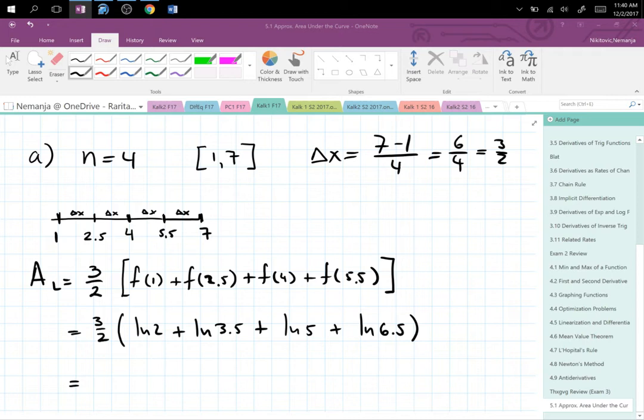I'm going to plug all of this in at once, so ln 2 plus ln 3.5 plus ln 5 plus ln 6.5. I already see that I made a mistake plugging this into the calculator because I didn't close the parenthesis after the 6.5, there we go. So 8.14.